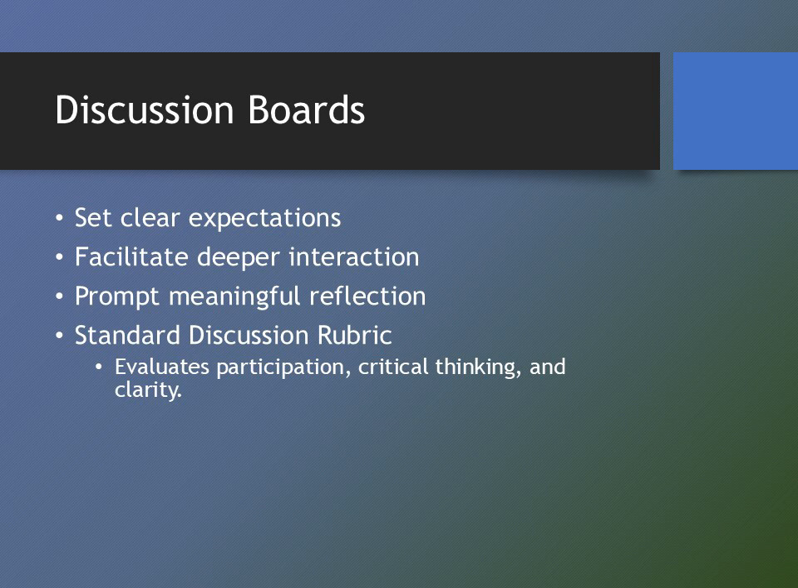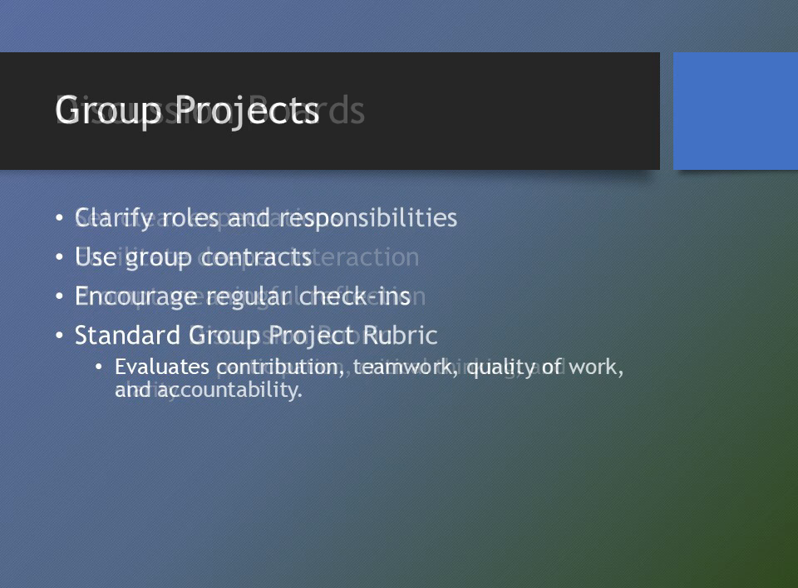Frame discussion questions that ask students to connect the material to their own experiences or to real-world situations. This makes the discussion more engaging and relevant to their lives. To assess this, consider using the standard discussion rubric. You can use this rubric as is or tweak it to fit your activity. It helps you evaluate participation, critical thinking, and the clarity of students' posts. By using a rubric like this, you can create clear expectations, which leads to better engagement and more meaningful contributions from students.